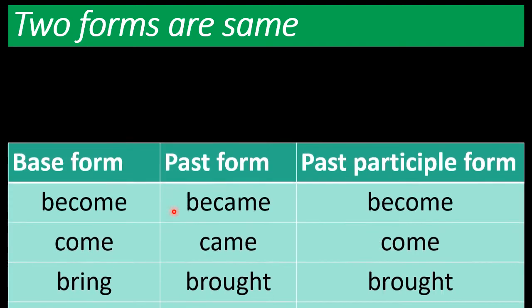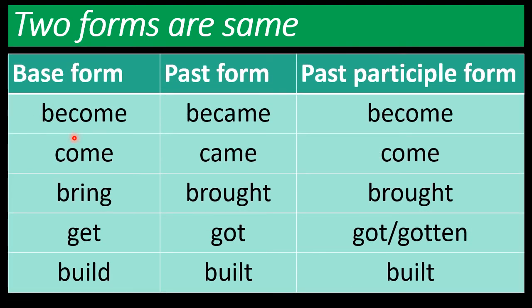Now we look at the verbs where two forms are the same. The first one, become, became, become. The base form and the past participle form are the same, and the past form is different. Come, came, come. Bring, brought, brought. Get, got, got, or gotten. Here, got and got are the same. This is different. Build, built, built, and beat.